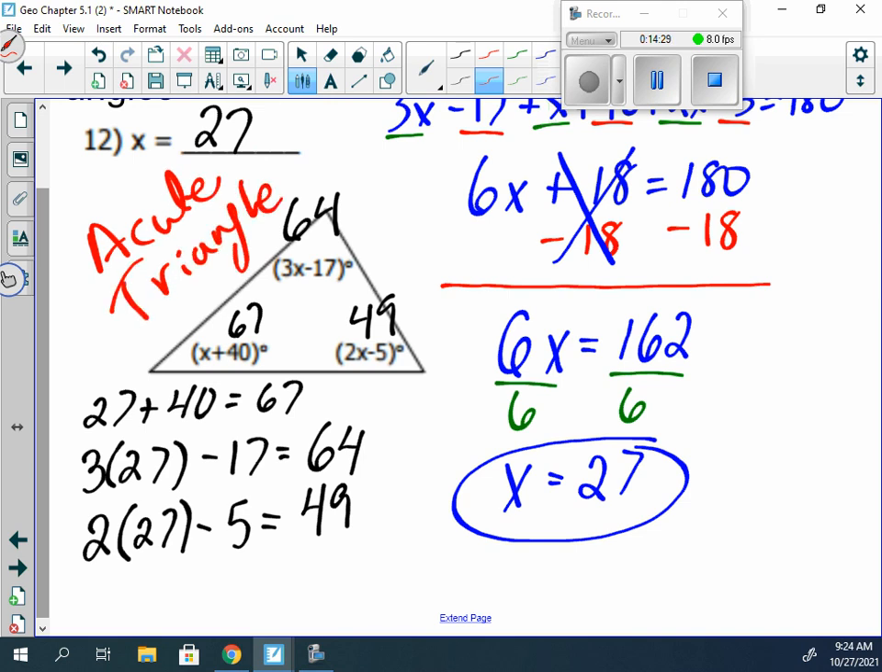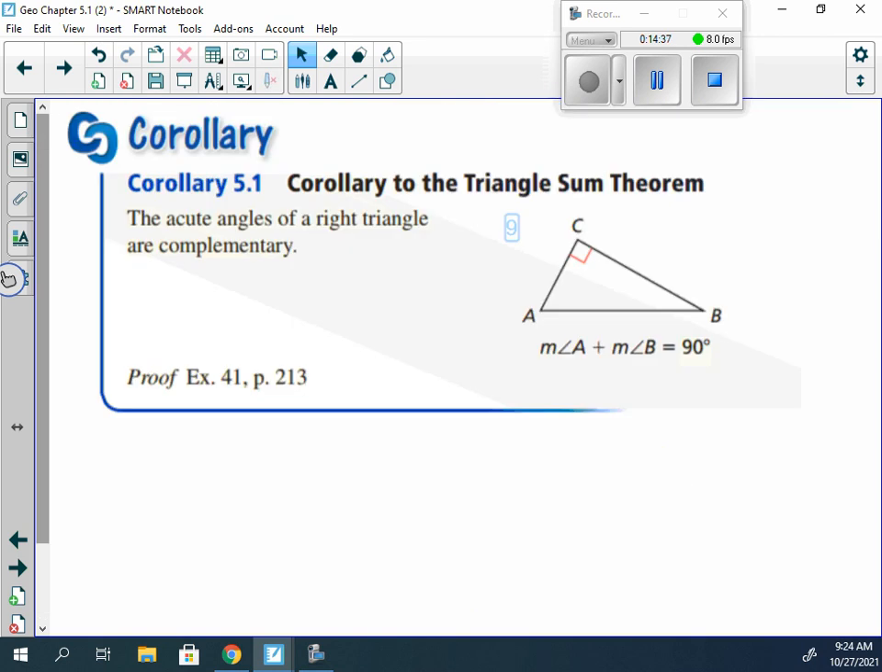It would be an acute triangle. Questions on this here? Corollary to the triangle sum theorem: the acute angles of a right triangle are complementary. Well, complementary means what? Add up to 90 degrees.